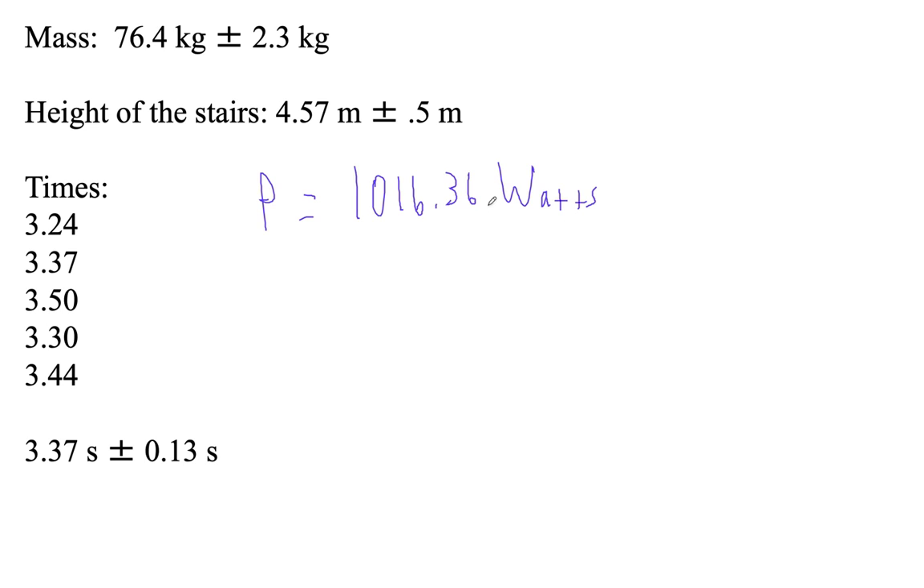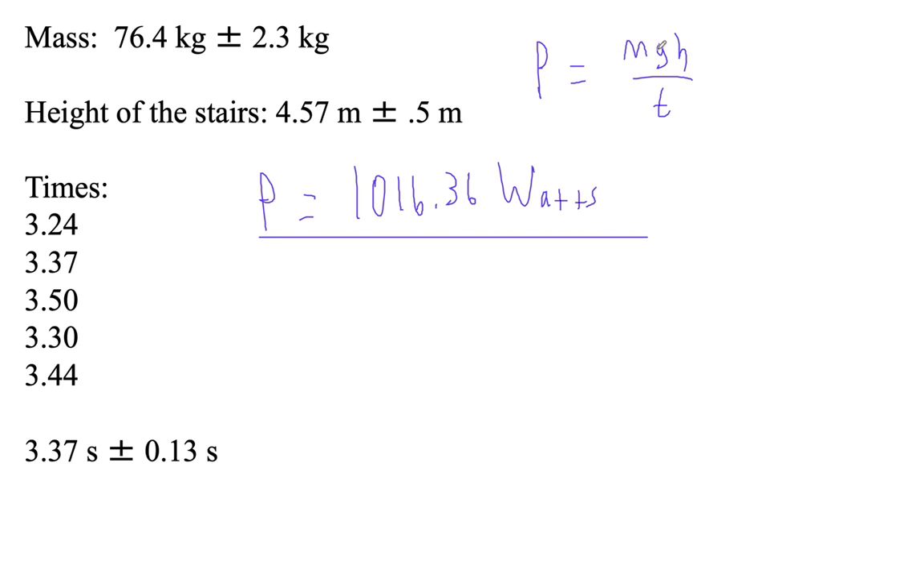Okay, so we've already figured out in the previous video that the power output is about 1,016.36 watts, right? And I probably don't need all that precision there. Now remember, we got it from this formula, mgh over t. So we want to find the uncertainty of this.